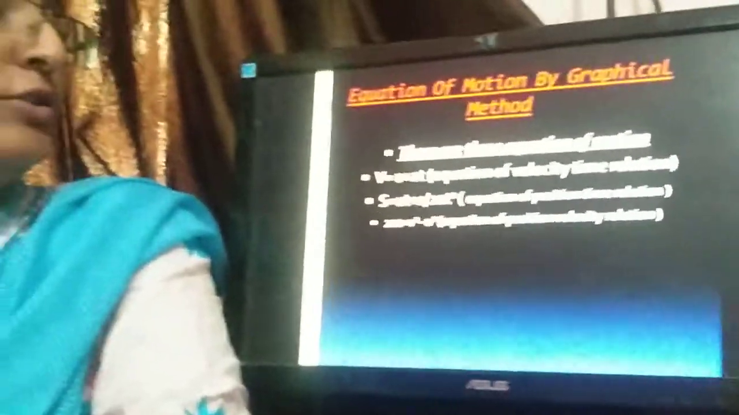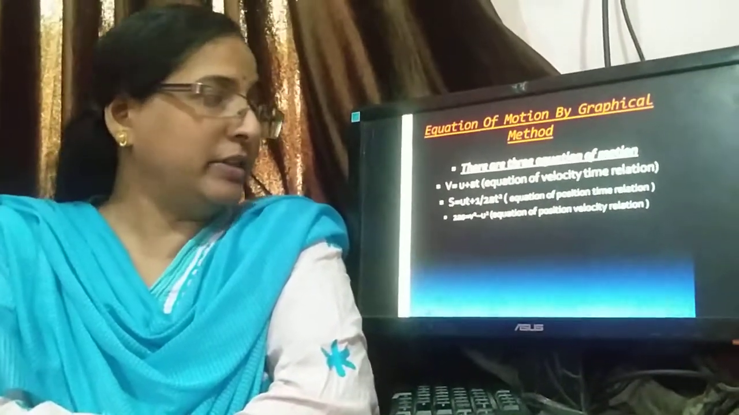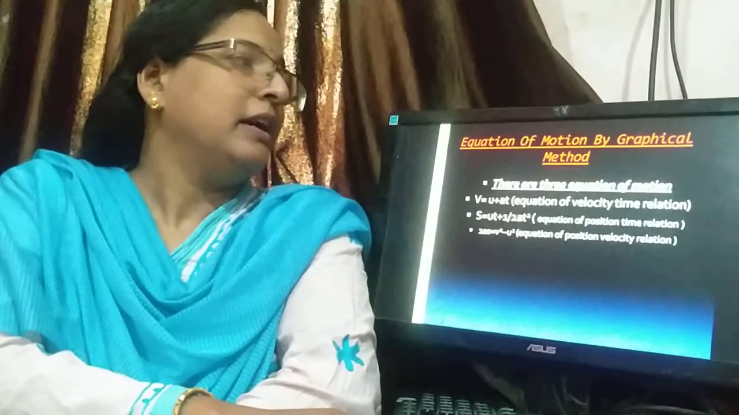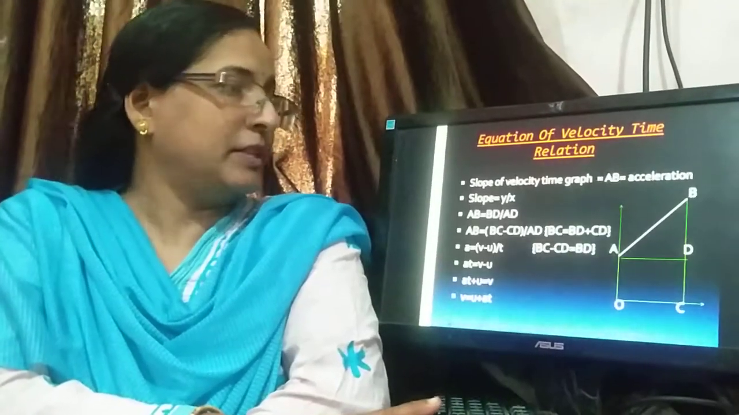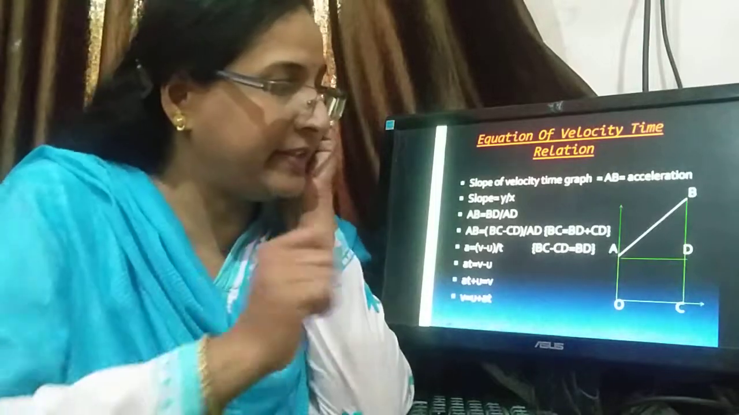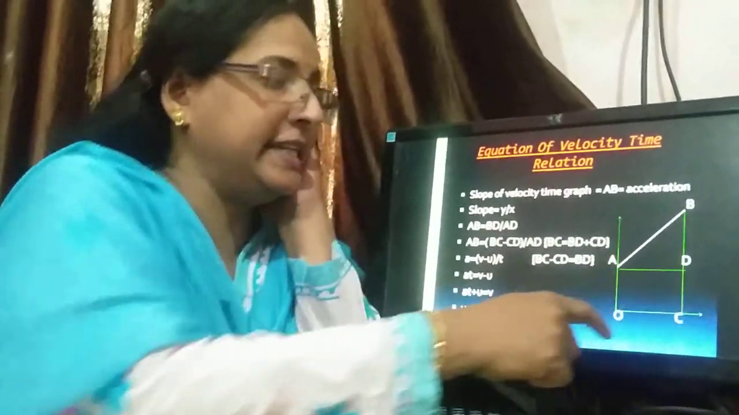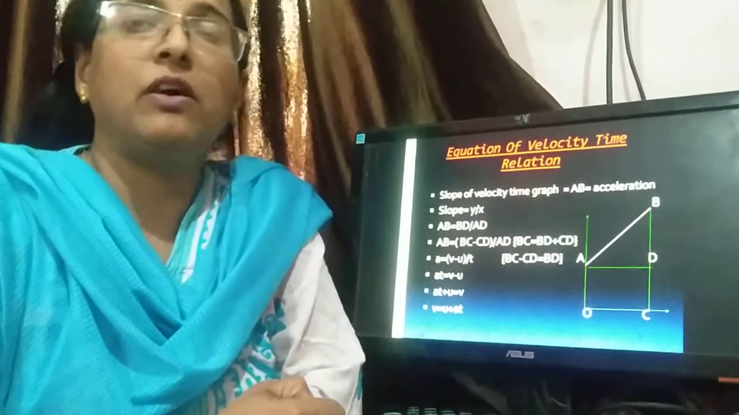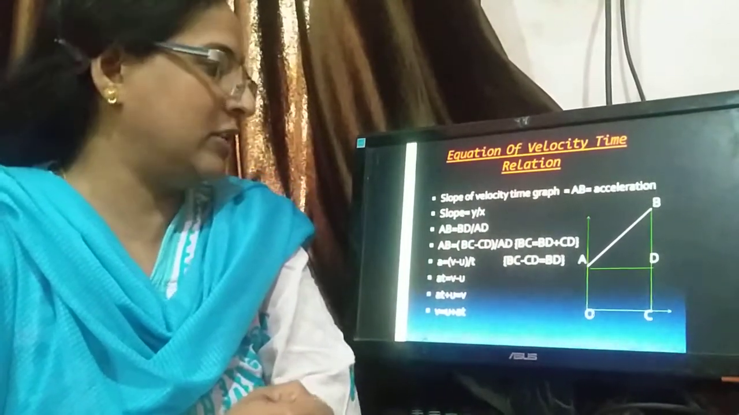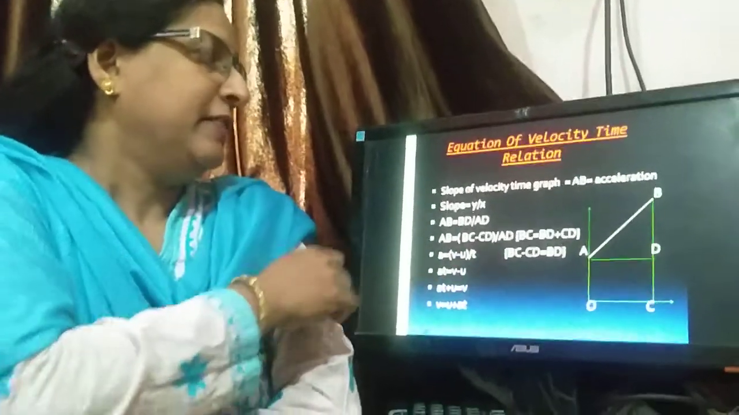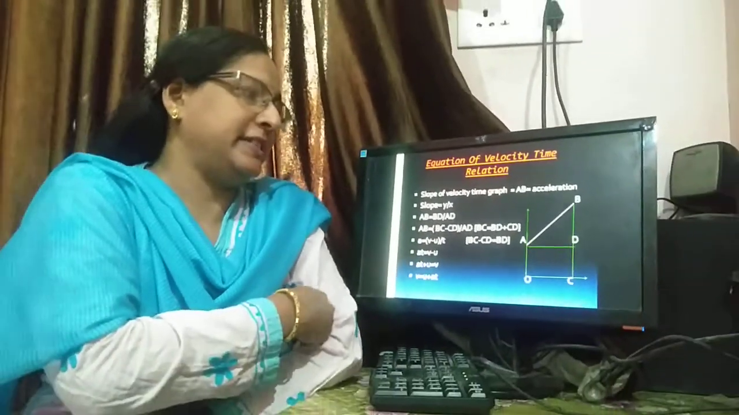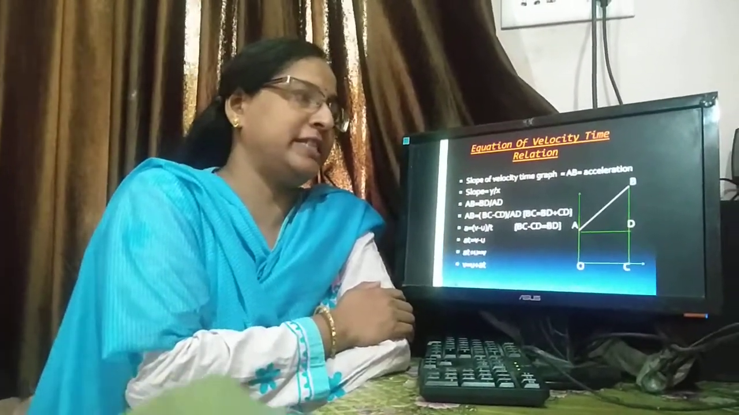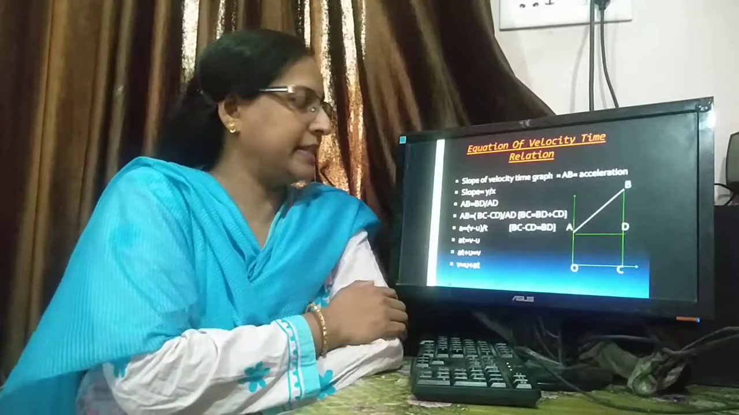Now, we are going to see how these equations are derived using the graphical method. Using the graphical method, we need the graph of velocity and time, where AB is the velocity of an object moving with a uniform velocity. We know that the slope of the velocity-time graph will give you the acceleration.